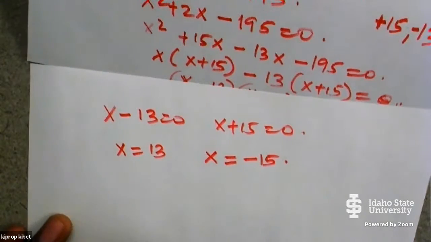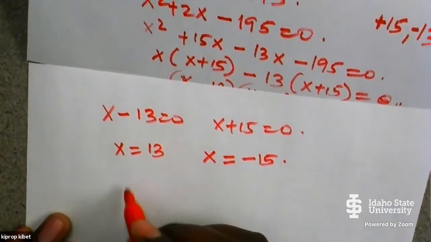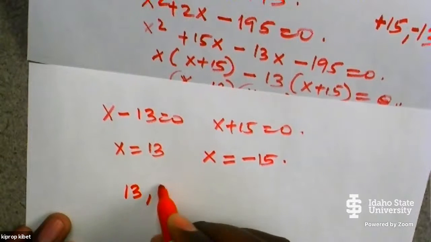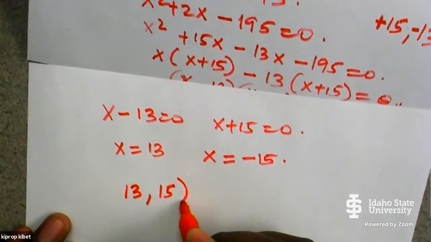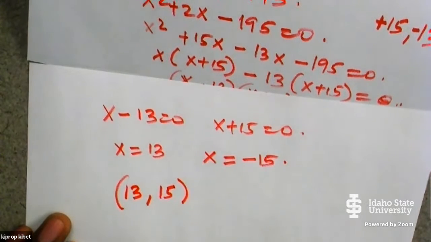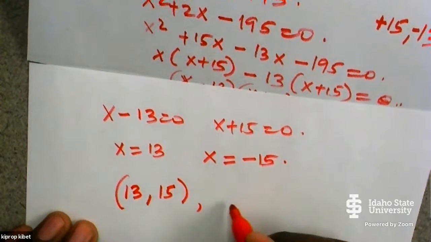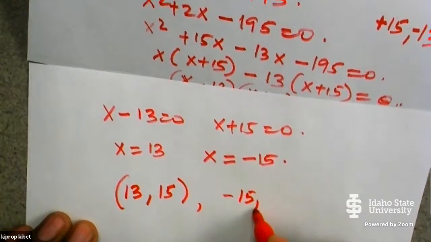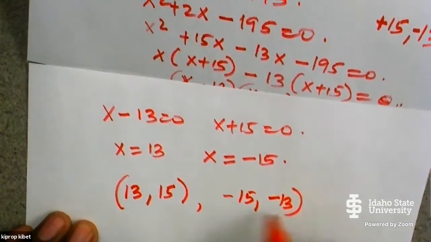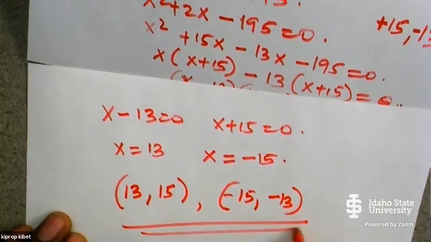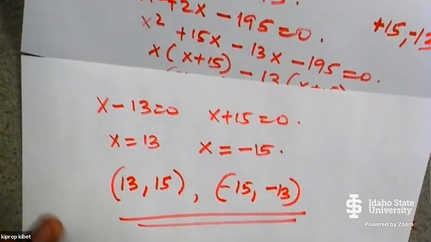So the two numbers are what? 13 and 15. So you need to use the parentheses, okay? And then use a comma to separate them. So the next one is minus 15 and minus 13. And those are the two numbers.